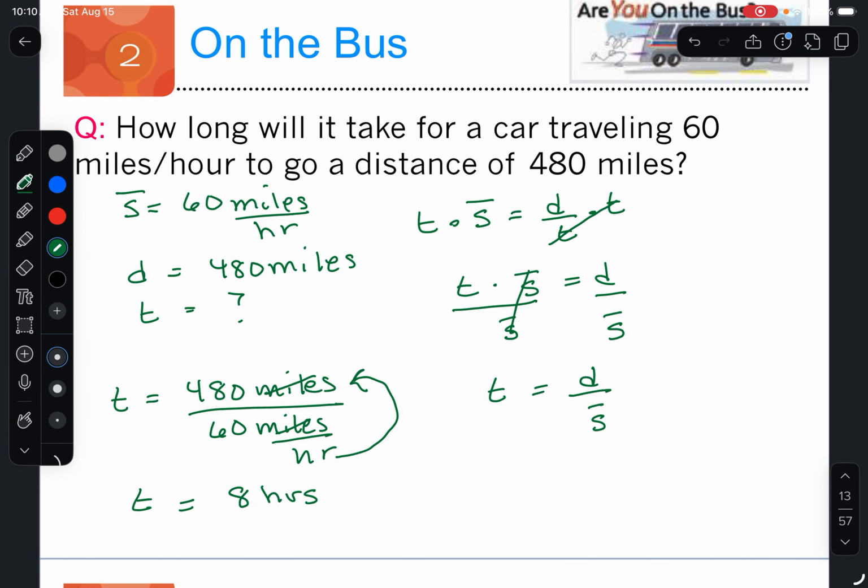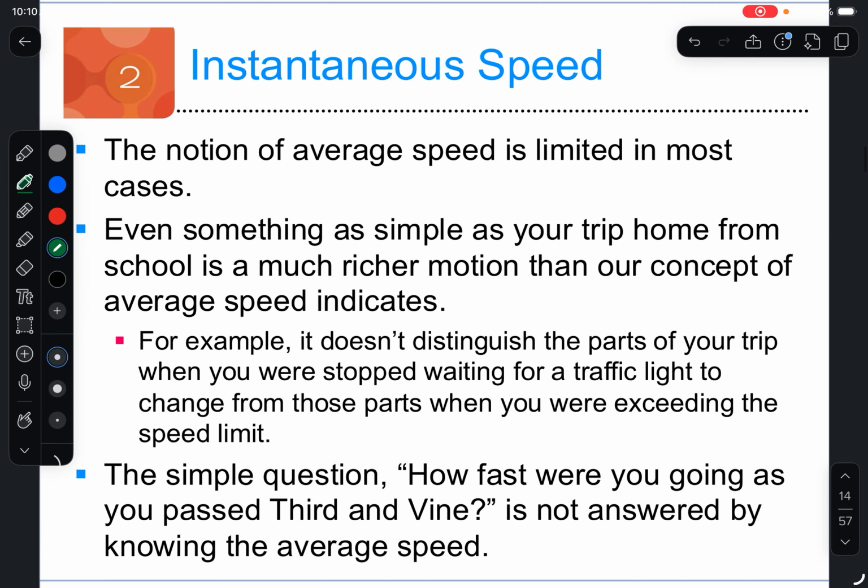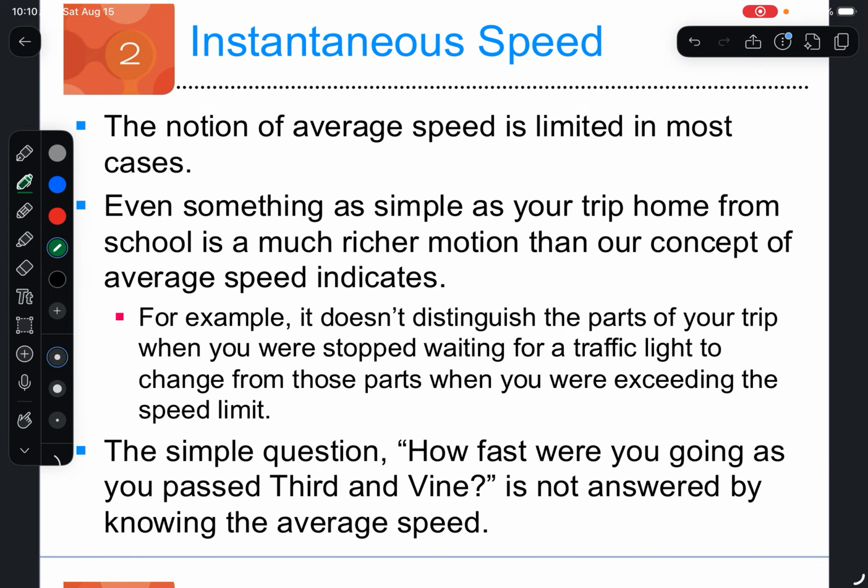Okay, we also have what's known as instantaneous speed. When you're looking at what we just spoke about, average speed, it's limited, okay? Because when you tell me my average speed to get to class was 55 miles per hour, it doesn't tell me all the details of your trip. It doesn't tell me where you were stopped, where you made a turn. It doesn't tell me how fast you were going when you passed the street. So we want to know a little more than simply average speed.